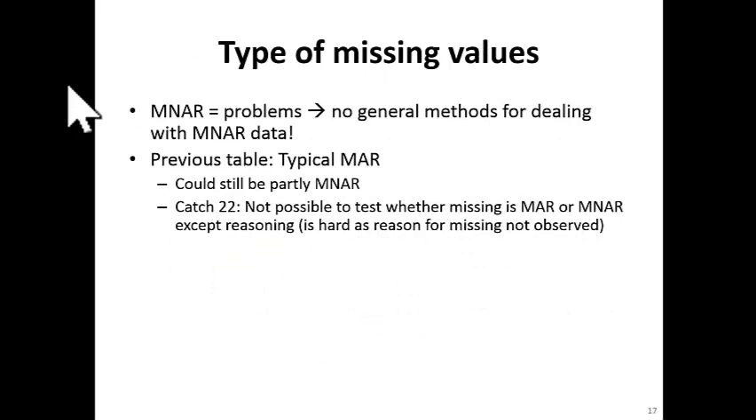And when missing happens not at random, unfortunately there is no general method for dealing with such missing. Many medical or clinical data have missing not at random, and it's not possible to test whether missing is missing at random or missing not at random, because we do not really have the unobserved data, right? So this is a catch-22.